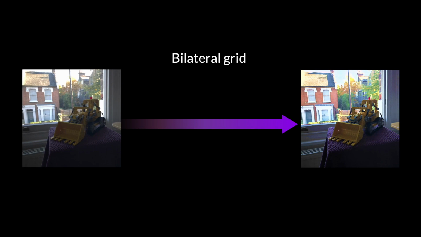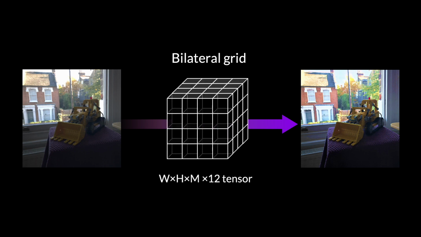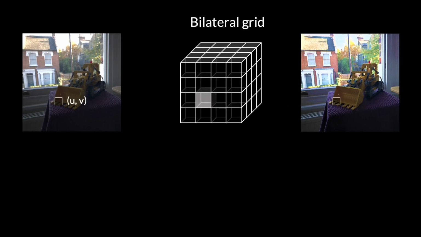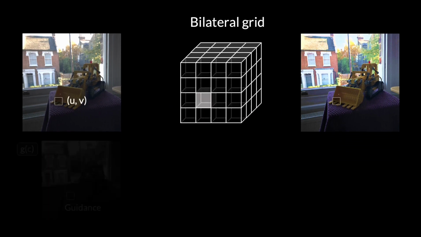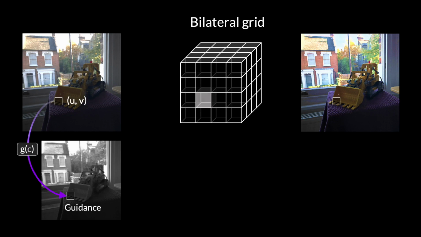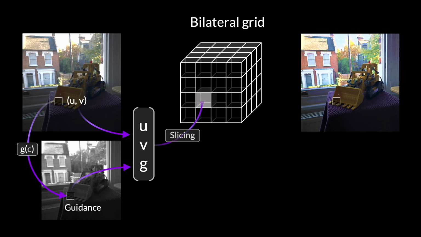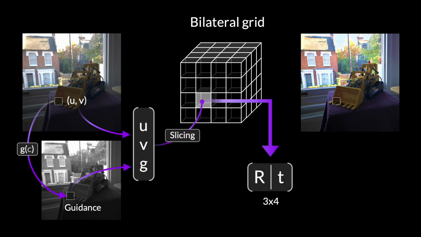Here we use a classical bilateral grid as an ISP proxy. A bilateral grid is a 3D array, and each cell stores a 12-DoF affine transformation. To mimic ISP processing of each view, for each pixel, we first convert its RGB value to grayscale guidance. We then use the pixel coordinate and the guidance value to slice the bilateral grid. The slicing process is an interpolation of affine models stored in the 3D grid cells.